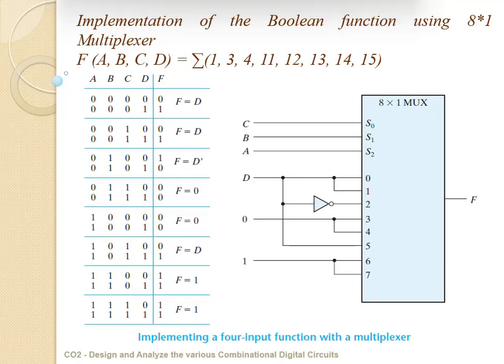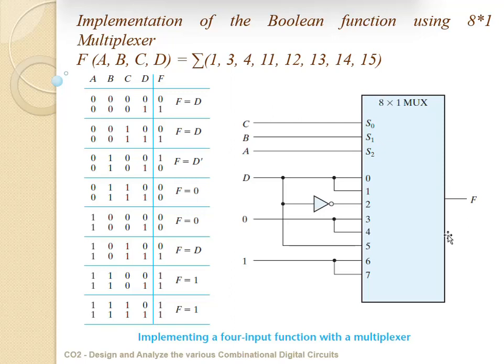So when you compare the table, we obtain I0 is equal to D, I1 is equal to D, I2 is equal to D dash, I3 is equal to 0, I4 is equal to 0, I5 is equal to D, I6 is equal to 1, and I7 is equal to 1.